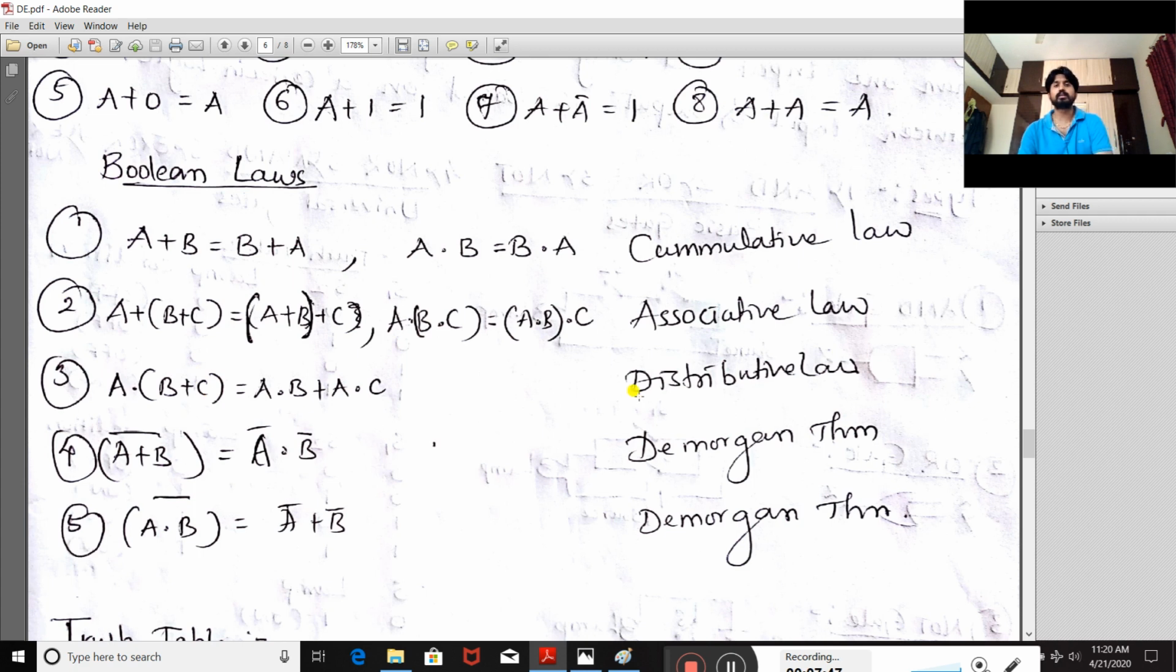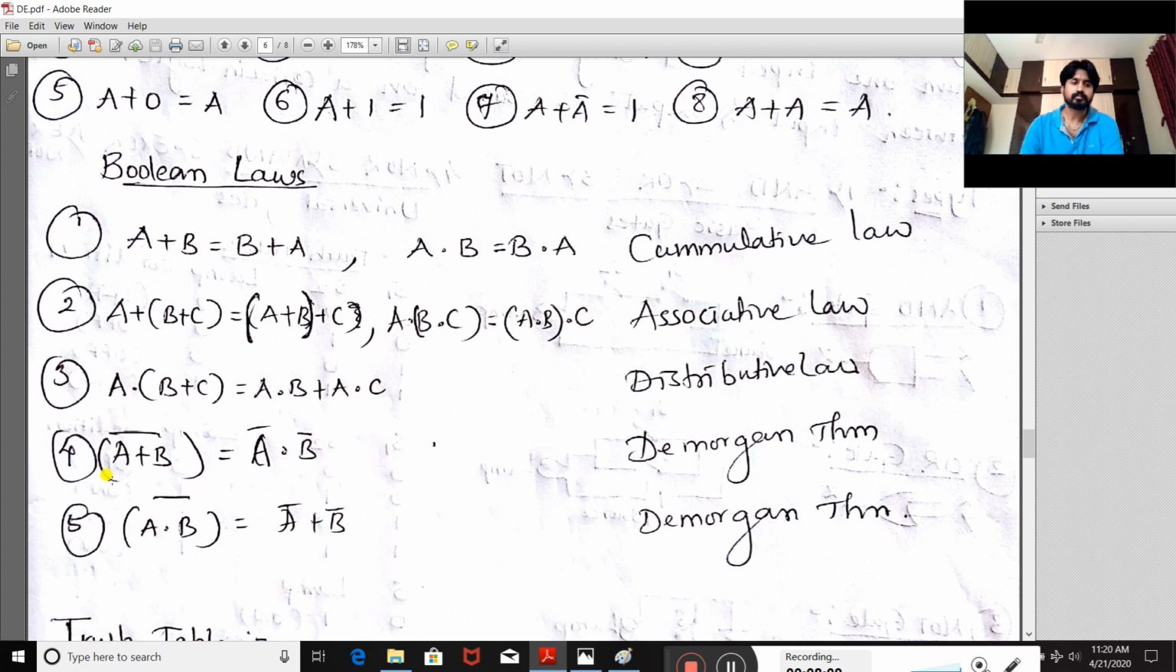The next one is the distributive law, and we have used the distributive law in algebra also. So A dot (B plus C). What is that distribution? A is distributed with B as well as A is distributed with C. That is what is written here, A dot B plus A dot C. This is called the distributive law.